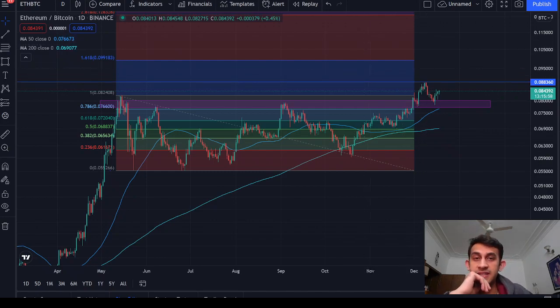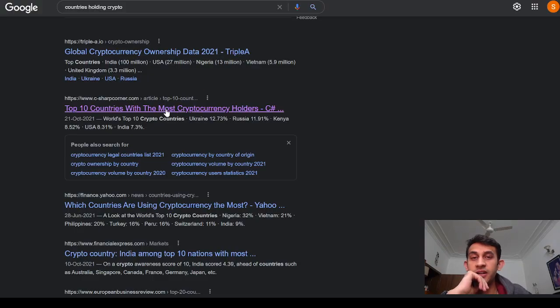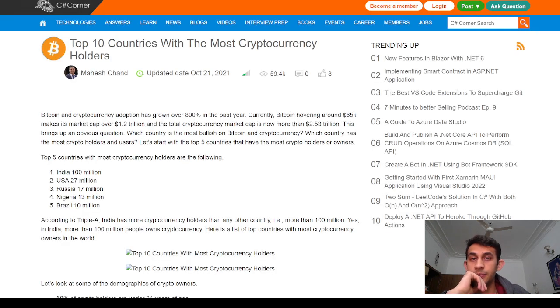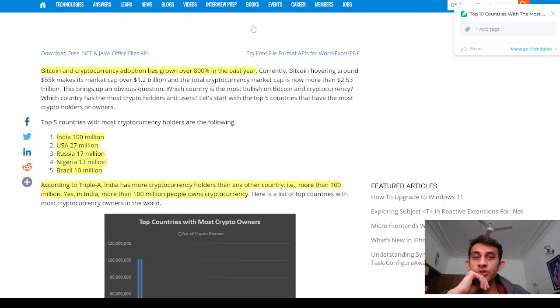So what happens is basically the countries that are holding the most Bitcoin at this point are India. Not countries. The people that are holding most cryptocurrencies are India, USA, Russia, Nigeria, and Brazil. So India has the most cryptocurrency holders in the world. That just means that India cannot and can never ban cryptocurrencies.